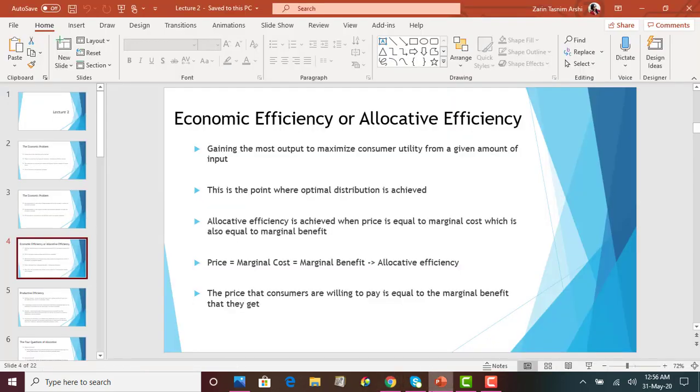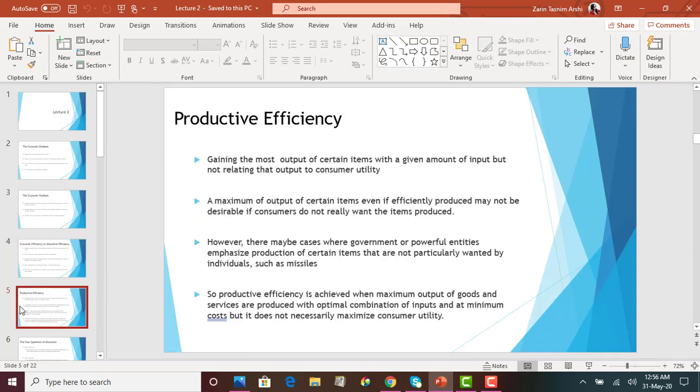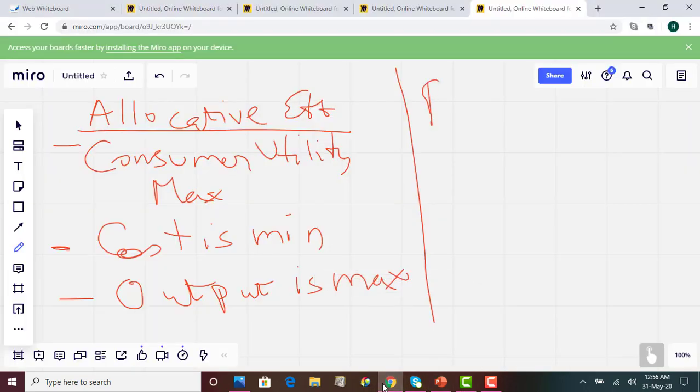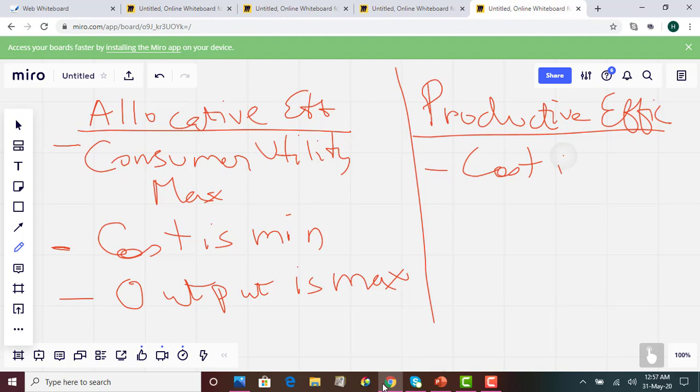So that's allocative efficiency. Now, the other type of efficiency is known as productive efficiency. Productive efficiency only focuses on the producer side, or the business side. It is very similar to allocative efficiency, but this focuses on the business side, and it happens when cost is minimized and output is maximized.